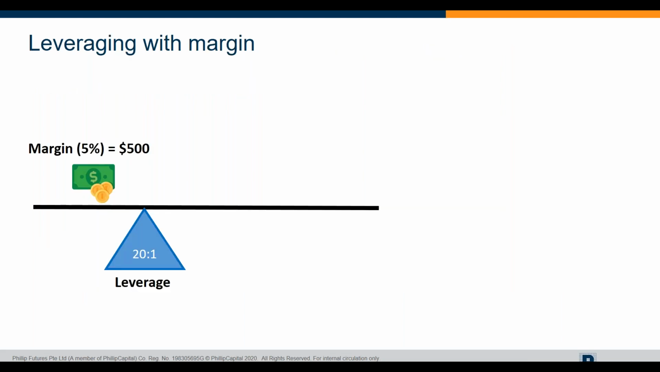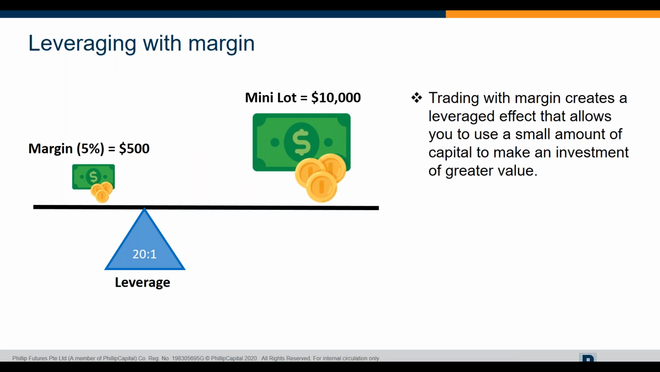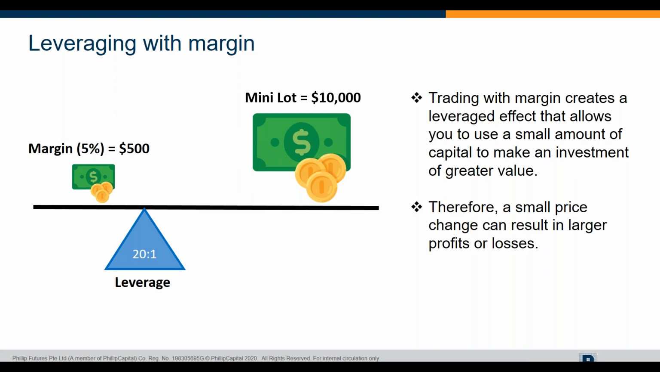Okay, so leveraging with margin. Basically, trading with margin creates a leverage effect that allows you to use a small amount of capital to make an investment of greater value. Like I mentioned earlier, with $500, you can start trading up to $10,000. So there is a leveraging factor of 20 times your capital. Therefore, a small price change can result in a large profit or loss.